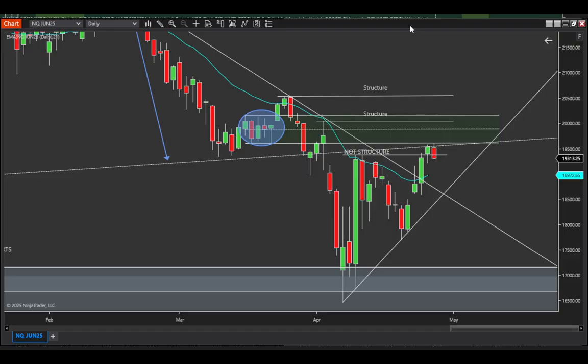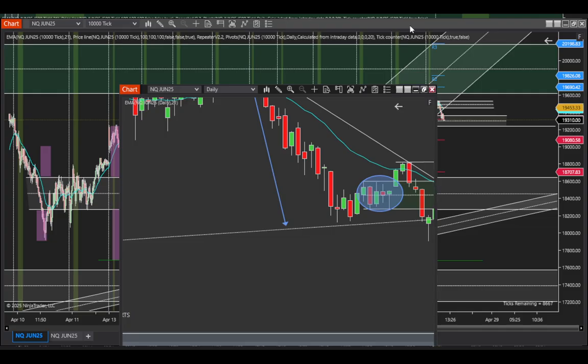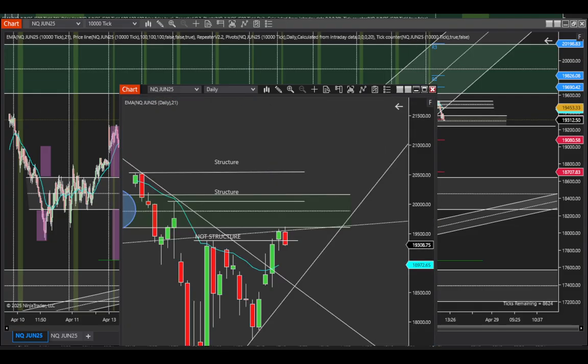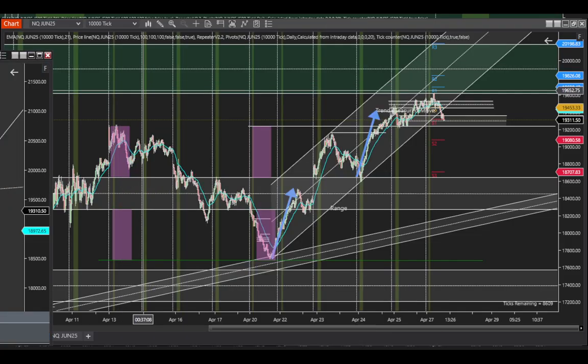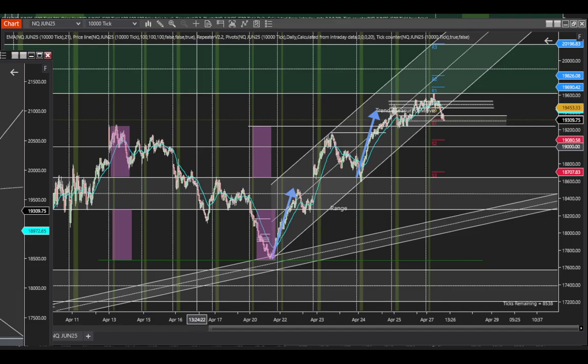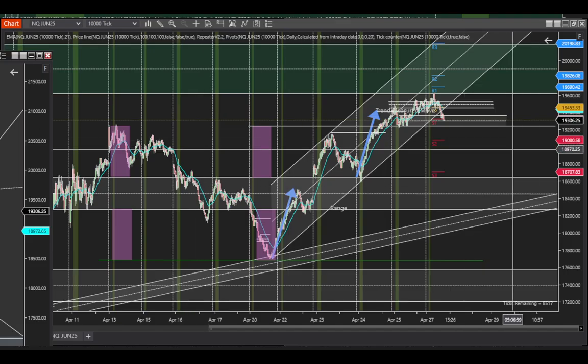This is kind of what I've been watching for price action. We are in peak week. We do have some data coming out this week as well. So let's get our daily chart out of here. A few other things I do want to look at.